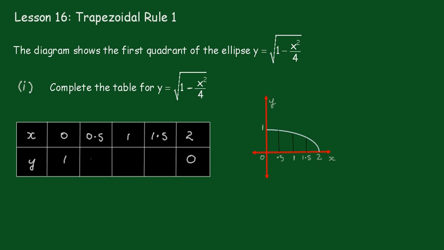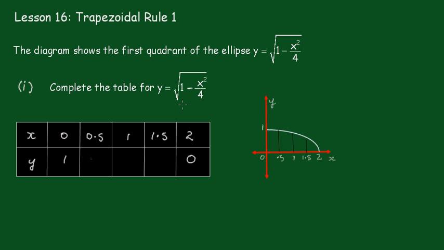Lesson 16, the trapezoidal rule, number 1. Now this diagram shows the first quadrant of the ellipse y equals the square root of 1 minus x squared over 4. We have to work out the approximate area underneath this curve, but first of all we need to complete that table. To do that we're going to substitute these values in.